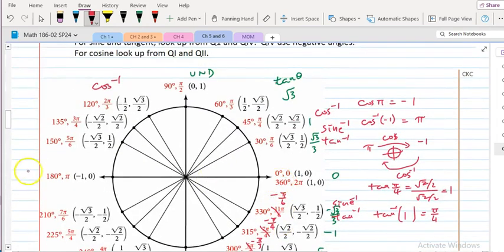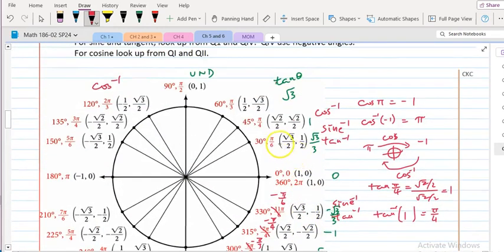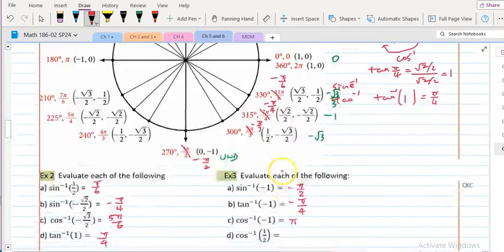Cosine inverse of negative 1 is the x value being negative. So it's in quadrant 2. This is the x value negative 1. The angle is pi. So you reverse look up pi as the answer. And then cosine inverse 1/2 is positive. So we look at the x value, positive 1/2 here. The angle is pi over 3.